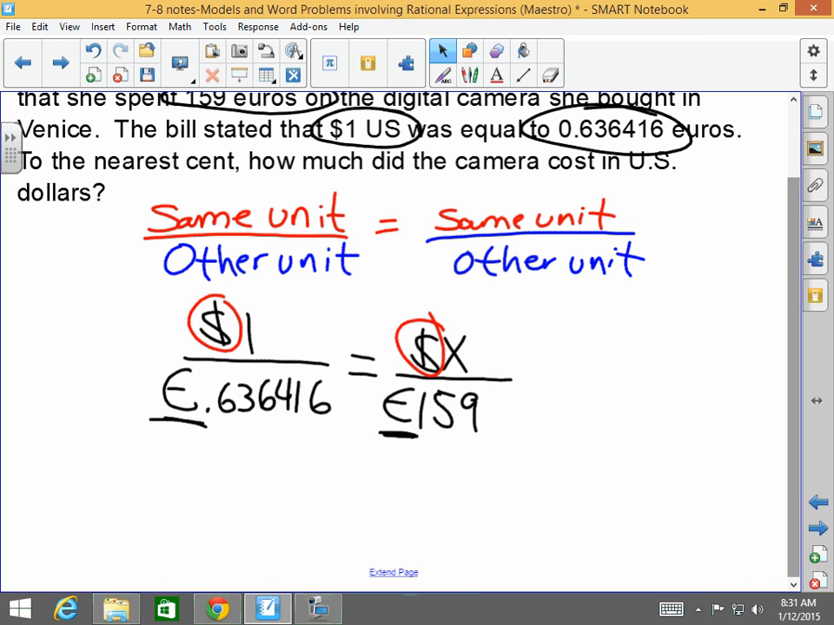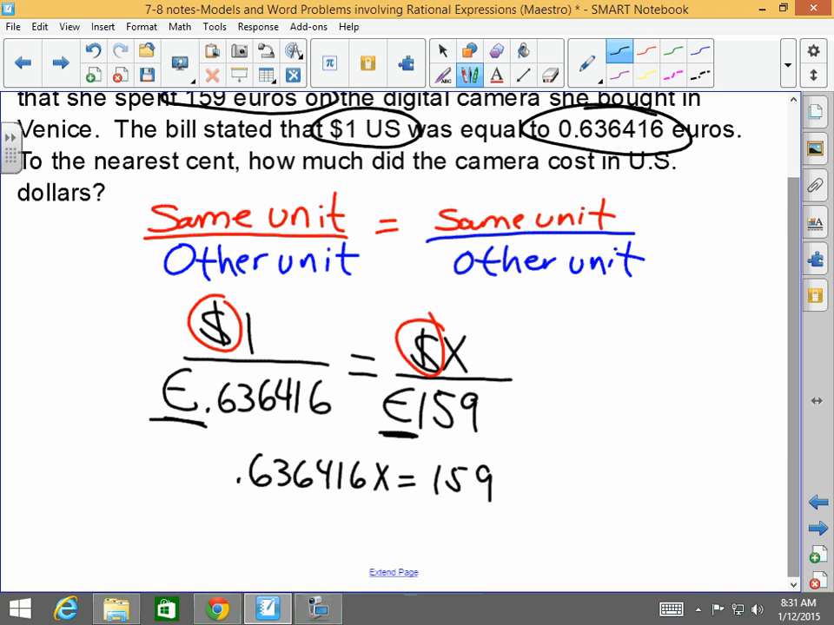So let's go ahead and cross multiply. So I'm going to have 0.636416x equals 159. Divide 159, you may use a calculator, by 0.636416, and that equals, in dollars, because that's what we were looking for, $249.84 when I round it. It's really 0.836, but you round up when you're talking about money. So that's what I mean by unit to unit. Does that make sense? Okay?